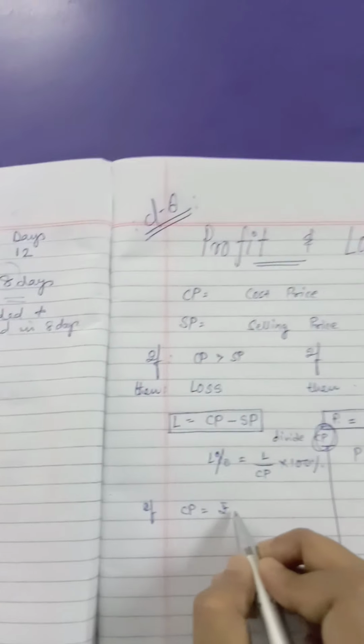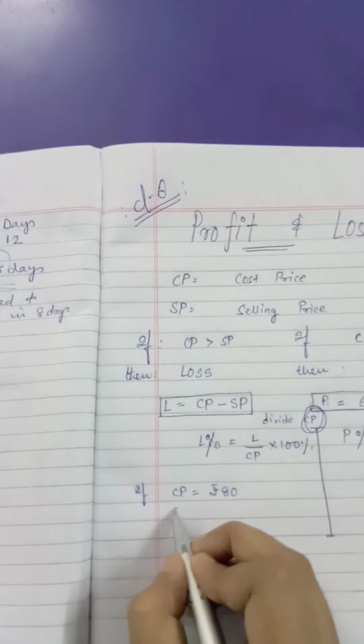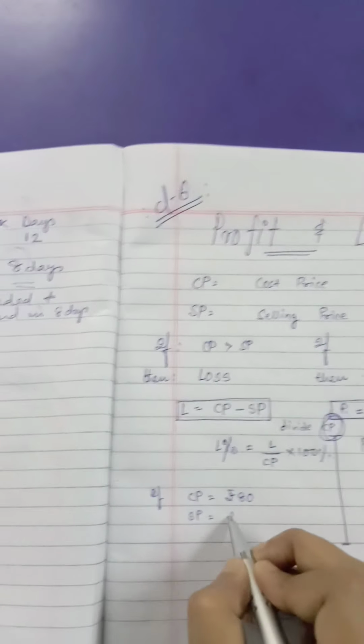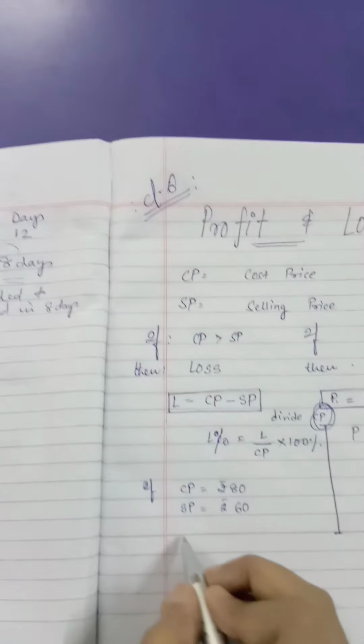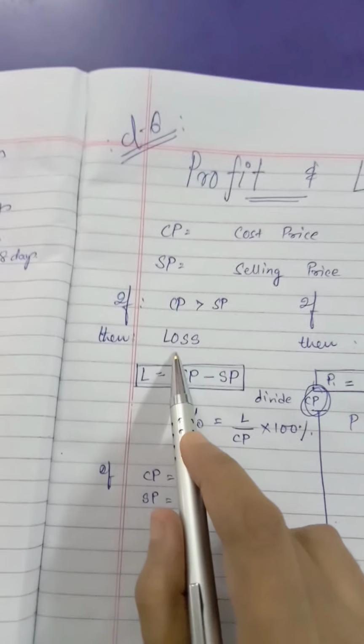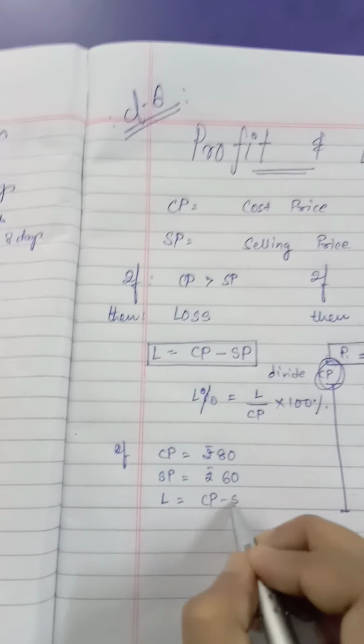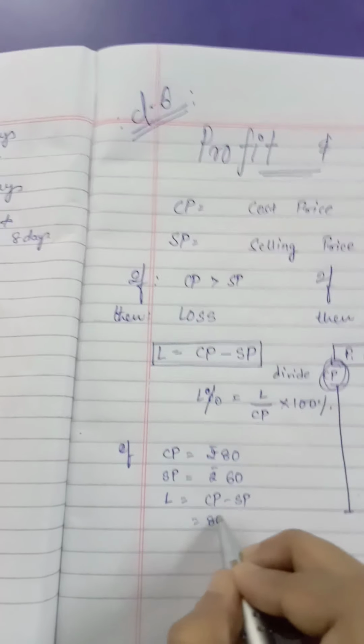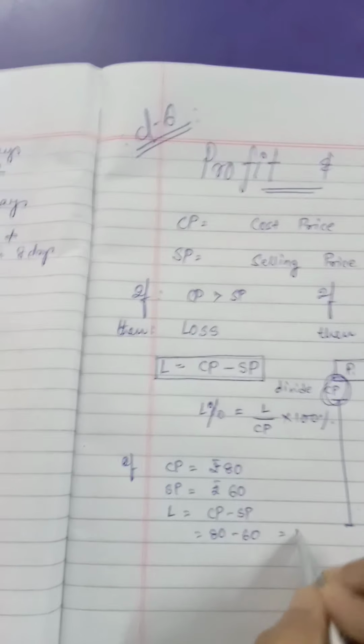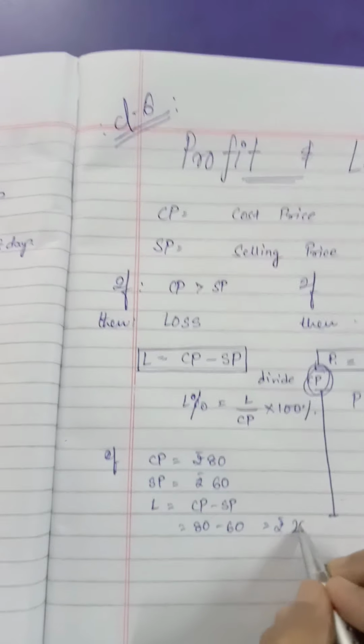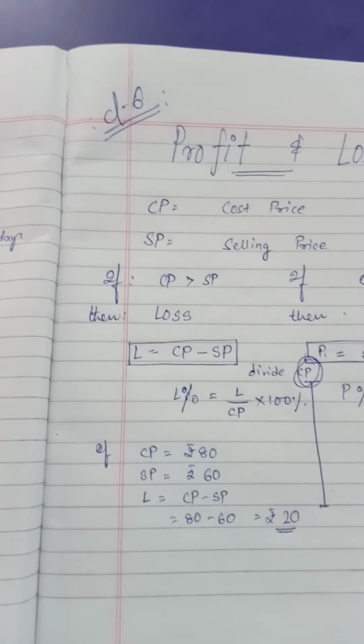Understood? Now let us consider CP of an article is rupees 80 and selling price of an article is rupees 60. So here the CP is more than SP, which means it is a loss. So loss is equal to CP minus SP, that is 80 rupees minus 60 rupees, that is rupees 20. So this is our loss.